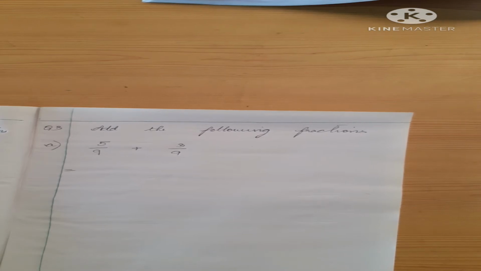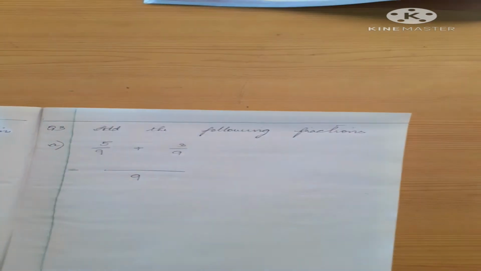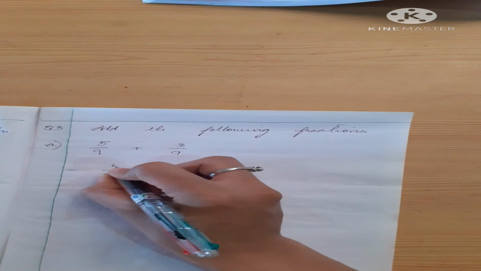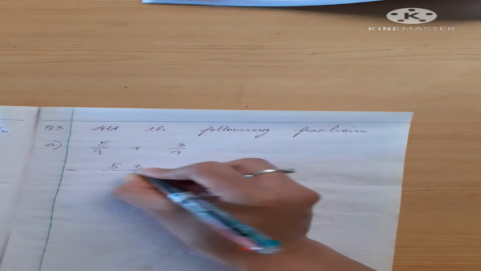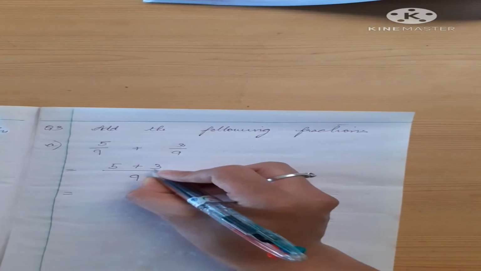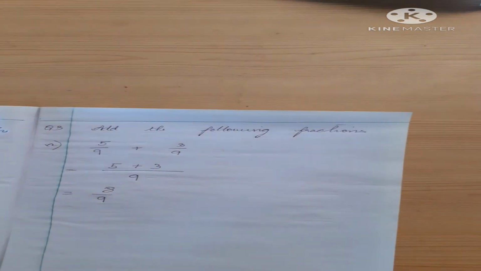So instead of two 9s, I will take only one 9 as the denominator. We do not need to multiply or divide, and we can copy the numerator. 5, sign plus, 3. 5 plus 3 is 8, and by 9. This is the example of adding like fractions.